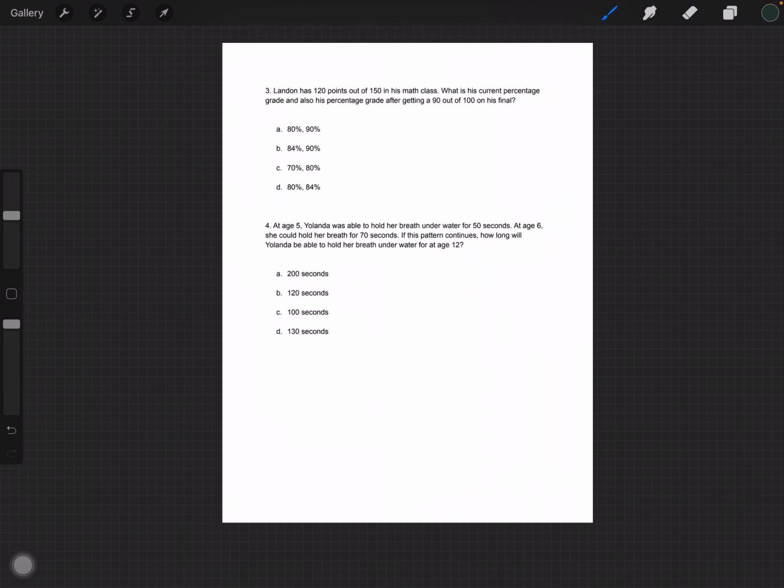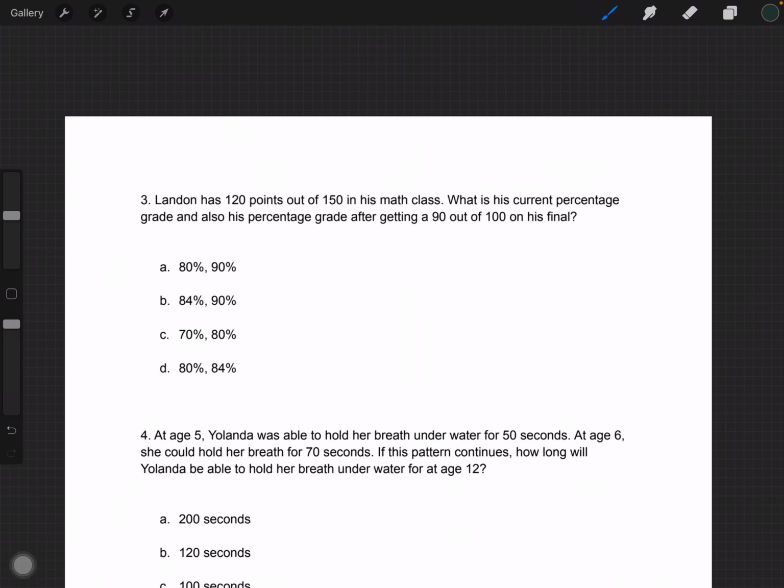Okay, one more. Let's do this one, number 3. Landon has 120 points out of 150 in his math class. What is his current percentage grade and also his percentage grade after getting a 90 out of 100 on his final? So his current grade can be calculated by 120 divided by 150. Cancel these out and you can get 12 over 15, which is also known as 4 over 5.